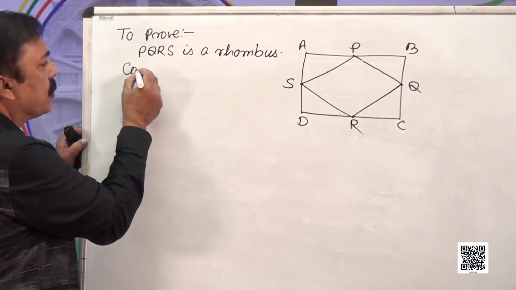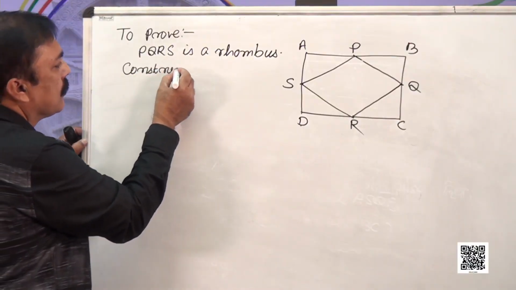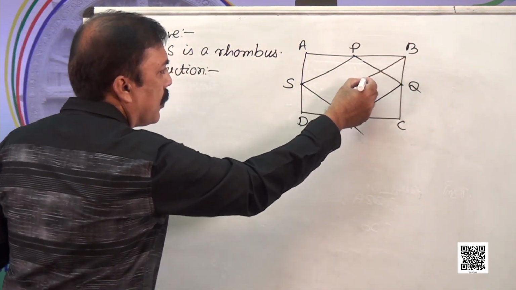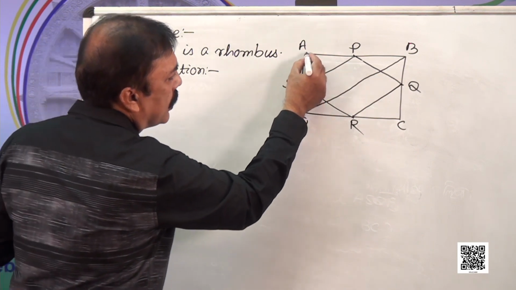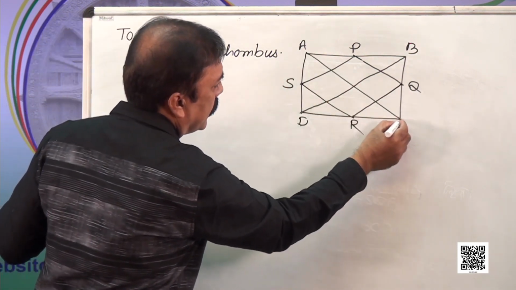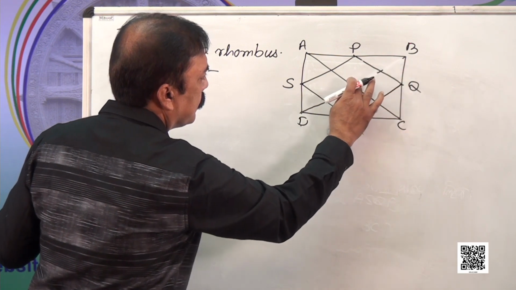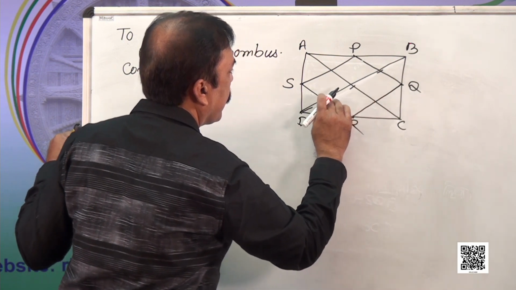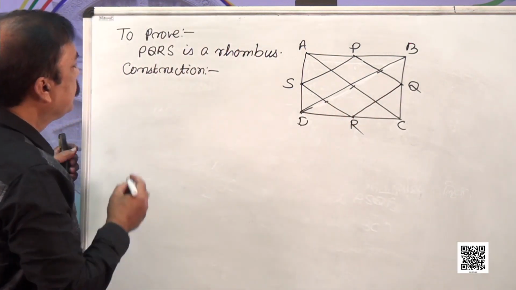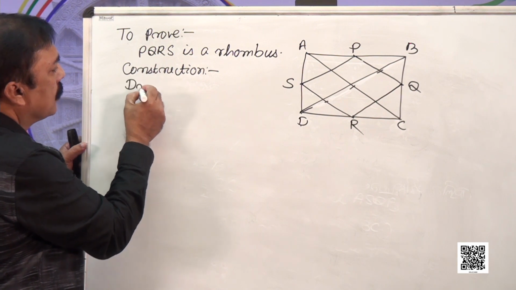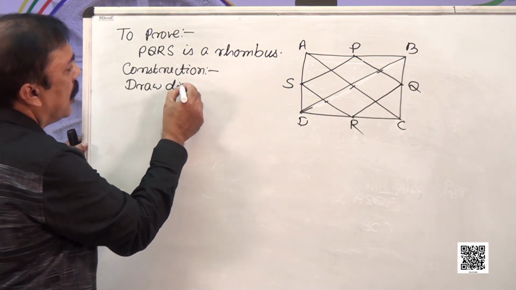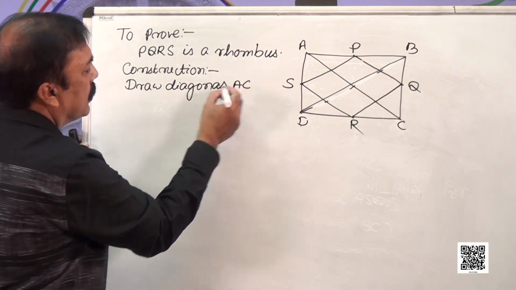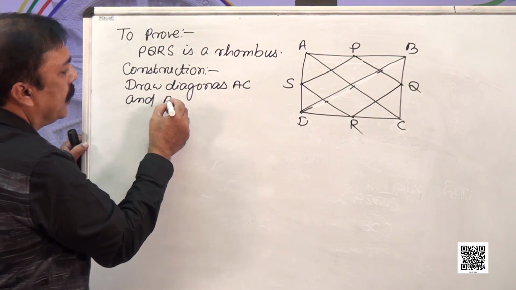Now let's have some construction. What is construction here? We have to draw the diagonals AC and BD.